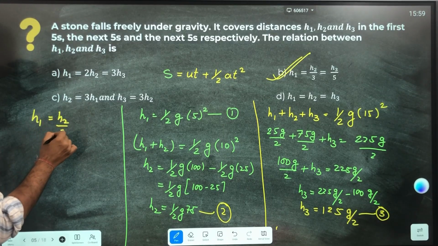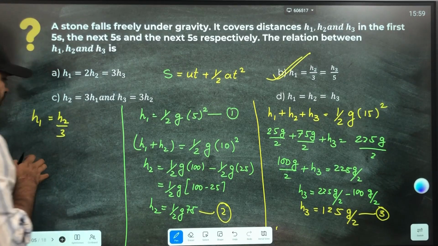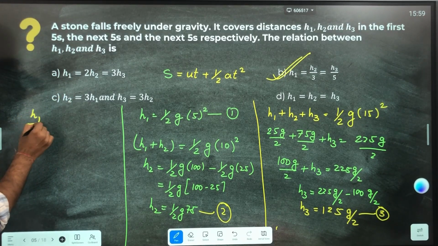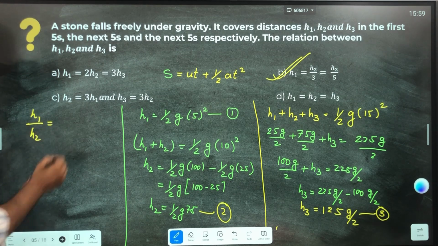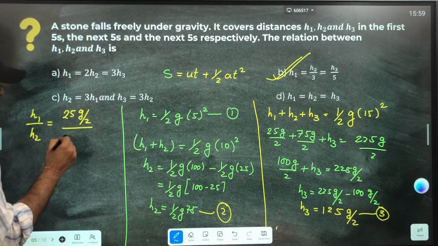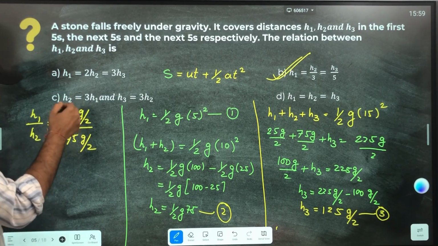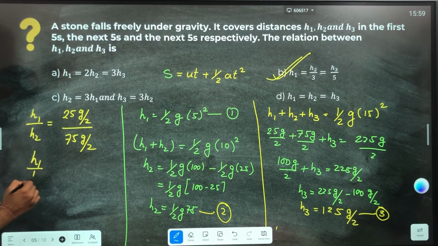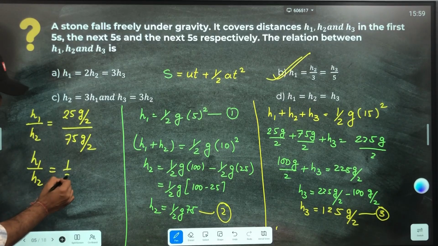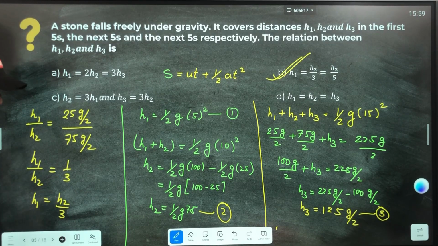Let's prove it. Okay, so what is our h2? This one. I am finding the ratio of h1 and h2. So h1 upon h2 on the left hand side, how much will it be? h1 upon h2 is equal to 25 g by 2 whole divided by 75 g by 2. Correct? g by 2 gets cancelled. h1 upon h2 is equal to 25 is to 75, 1 is to 3. So h1 is equal to h2 by 3. I hope this is clear.